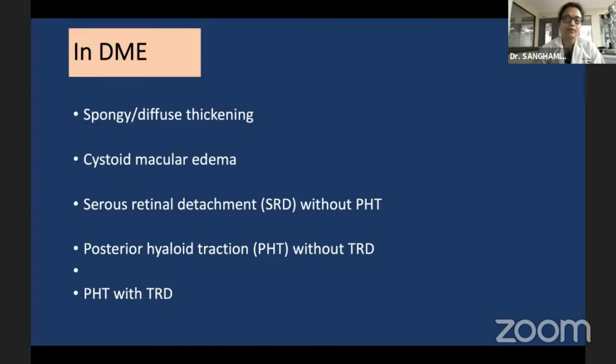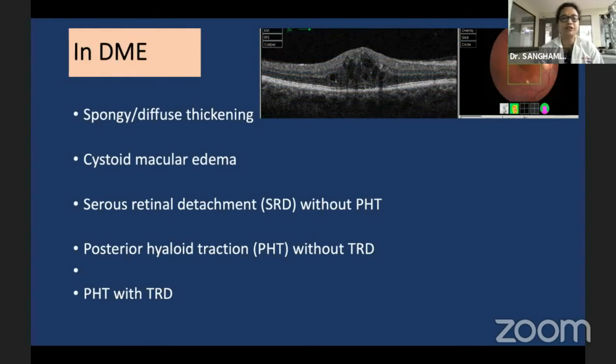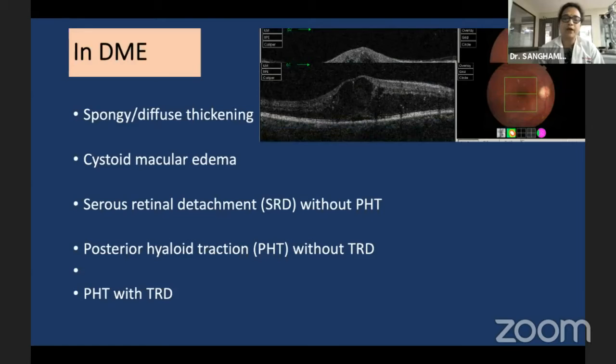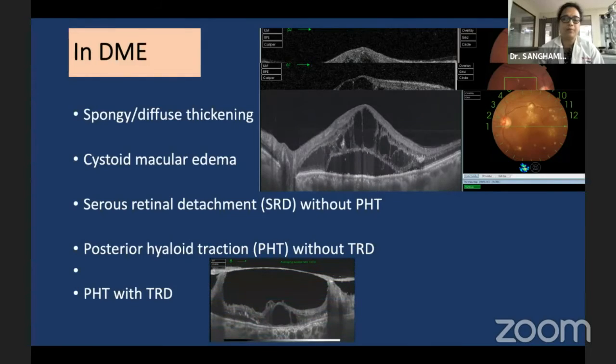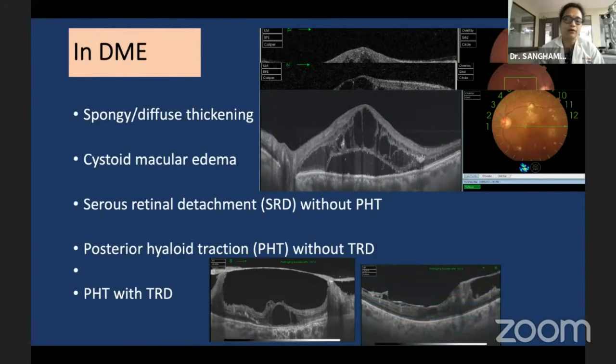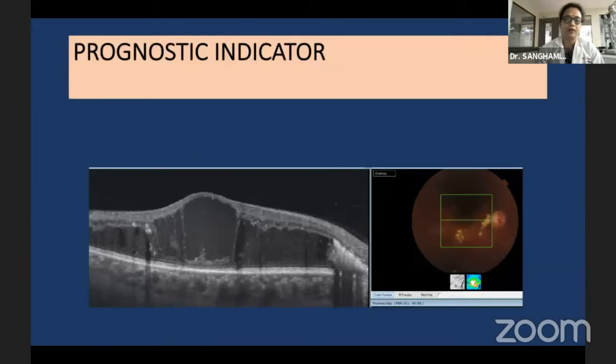In diabetic macular edema, OCT classification is a spongy diffuse thickening, a cystoid type of macular edema, serous retinal detachment without a posterior hyaloid traction, a posterior hyaloid traction without a tractional retinal detachment, or a posterior hyaloid traction with the tractional retinal detachment. The prognosticating indicator, as has been already talked about by my previous speaker, the integrity of the inner and the outer retinal layers are very, very important.